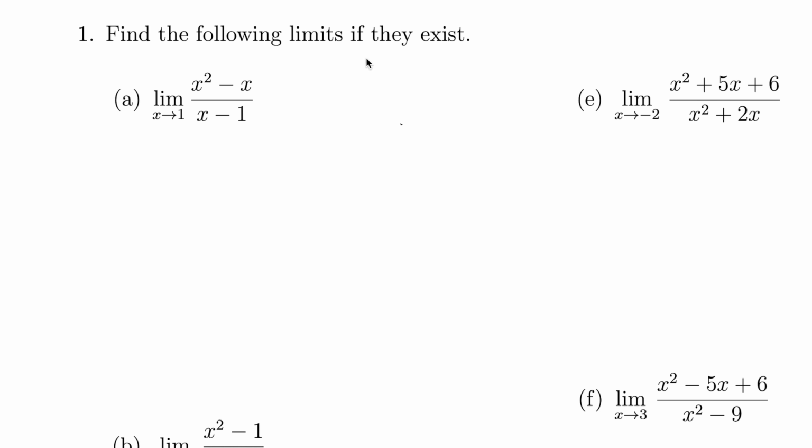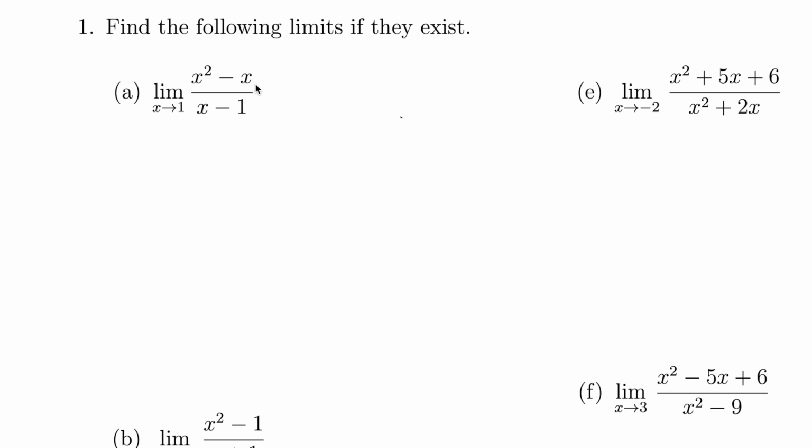Find the following limits if they exist. In part A, we have the limit of this rational function. As usual, we simply try to plug in, unless we get 0 over 0, in which case that's our answer. Let's plug in 1. We get 1 squared, which is 1, minus 1, 0 on the top, over 1 minus 1, 0. Okay, we get 0 over 0, which is indeterminate.